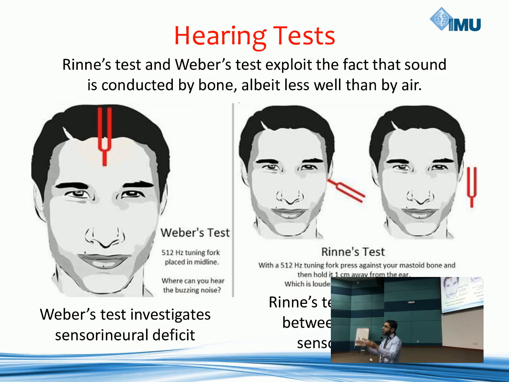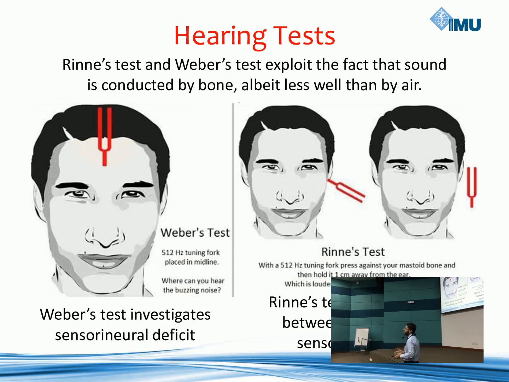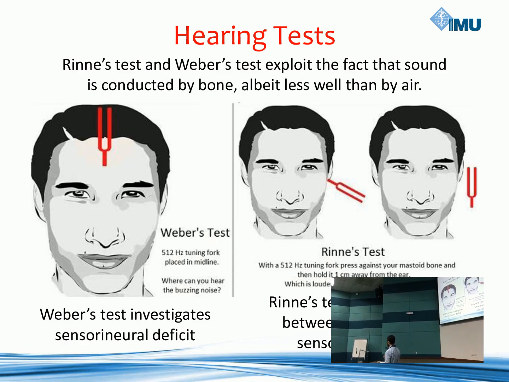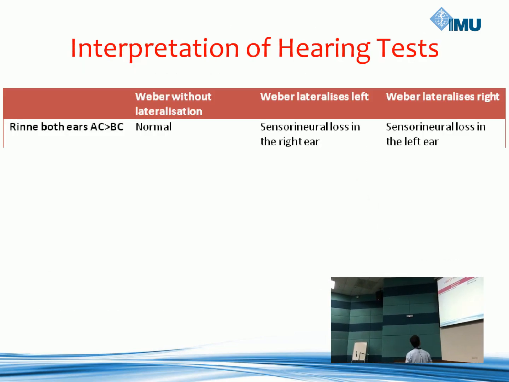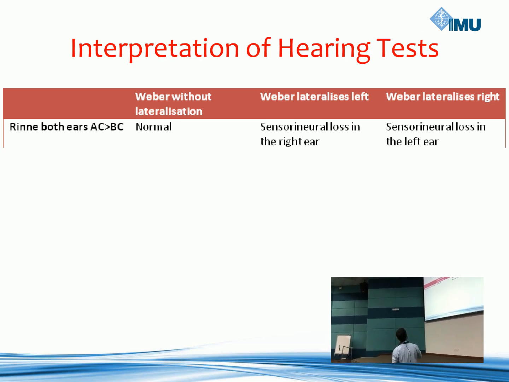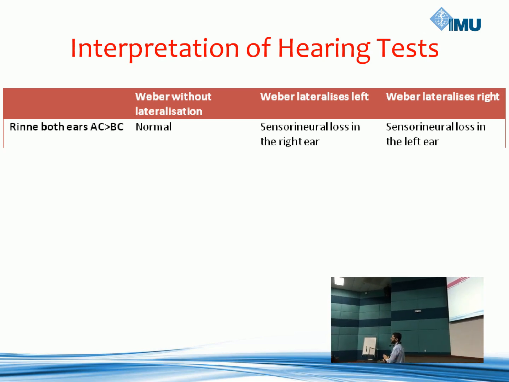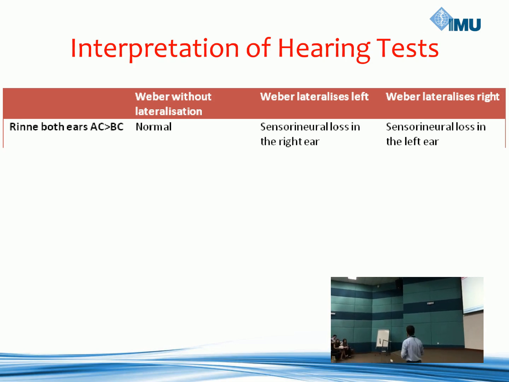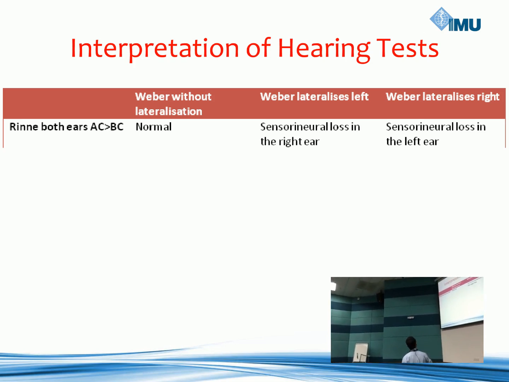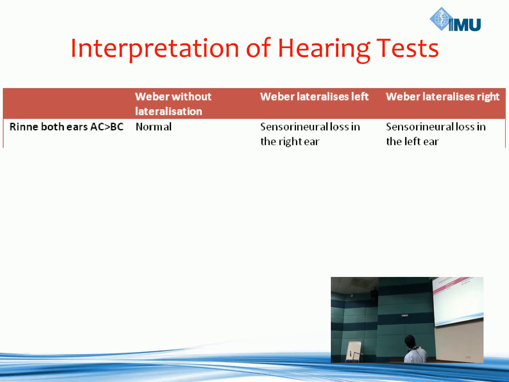And when you put the result of both these tests in a table, you will be able to diagnose different types of deafness. Okay? If I show you in the next table. Now, normally, I told you the Rinne's test for both ears should be air conduction better than bone conduction, right? For Weber's, it should be no lateralization. So patient should say, I'm hearing on both sides equally well. So this is the normal result for a normal person.